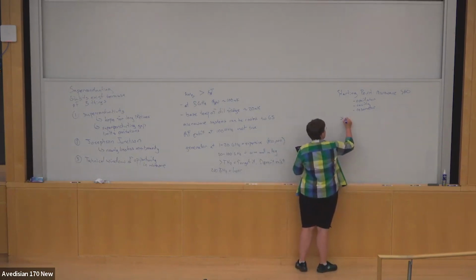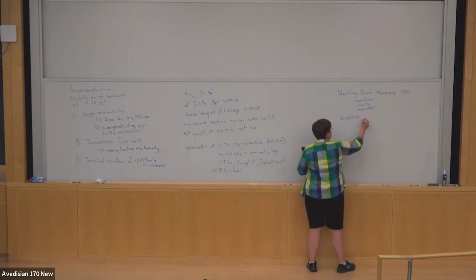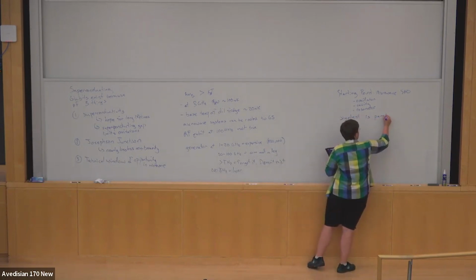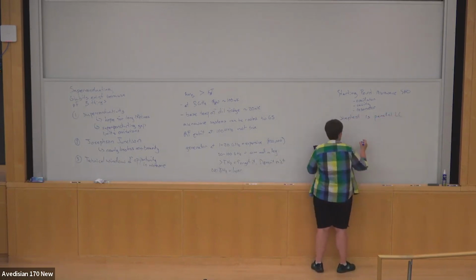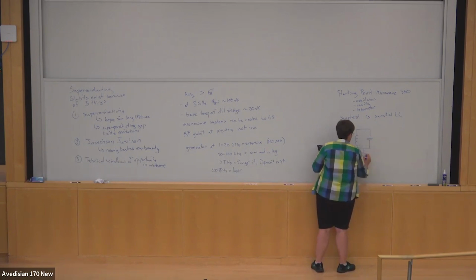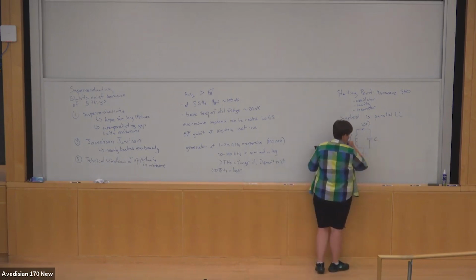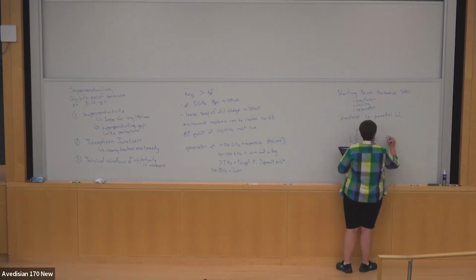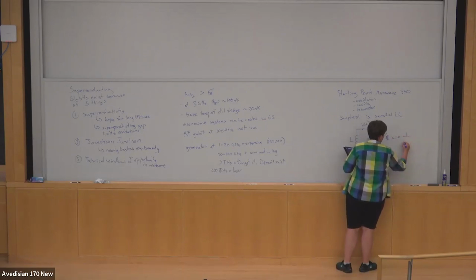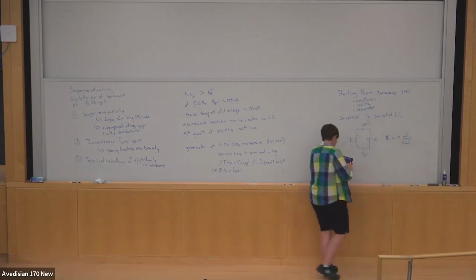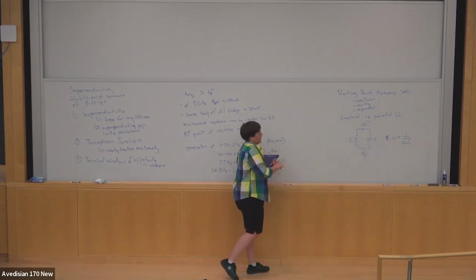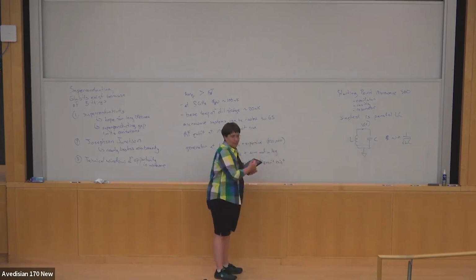And the simplest that we can look at is the parallel LC in the microwave. So we have an inductor in parallel with a capacitor, shorted to ground on one side. And you can look at the voltage as a function of time. So the inductor of strength L, a capacitor of size C, and resonant frequency 1 over square root LC. And this is the simplest kind of object that we can make.